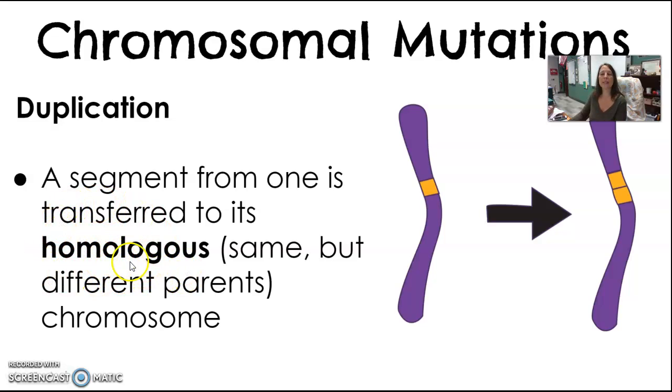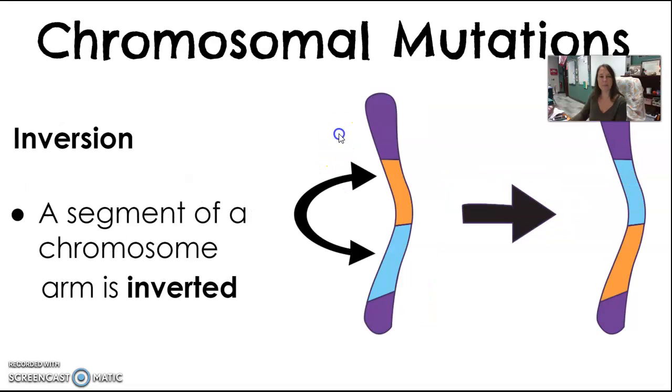Remember, homo means same, so it is the same chromosome. But this would be like from the mom and this would be from the dad. And when it makes a copy, we get a copy of this extra piece here. So that's called a duplication.